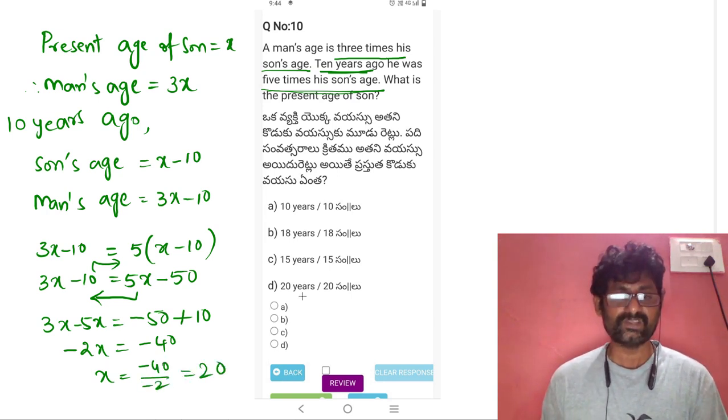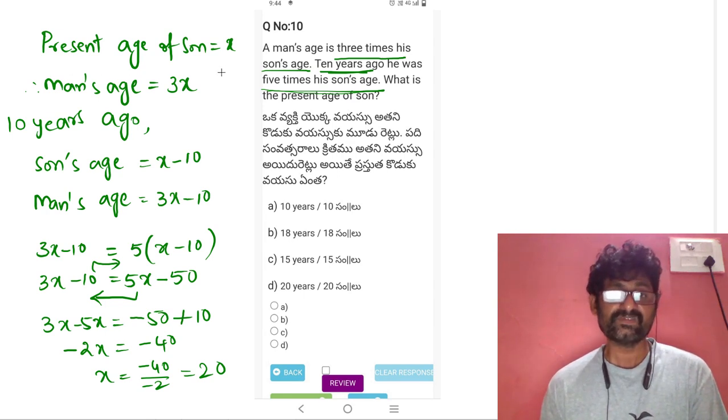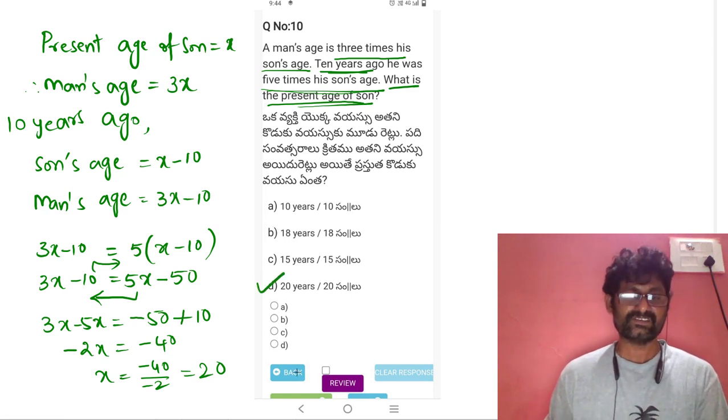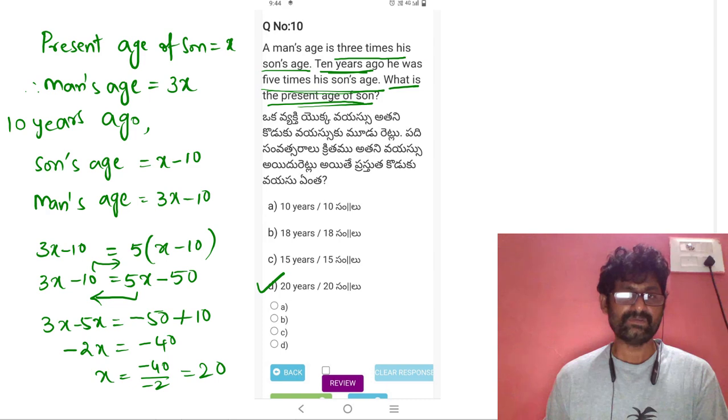So x equal to 20 means, what is x? Present age of son. So we need to find the present age of son. So present age of son is 20 years. So option D is correct. Let us go to the next problem.